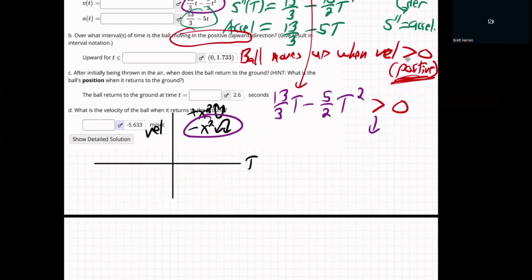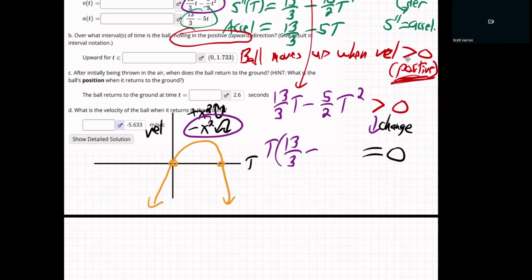So I'm going to change to equal zero. I'm going to try to find the two places where the graph equals zero. How do you do it? Well, this one, factor out a t. See how they both have t in common?